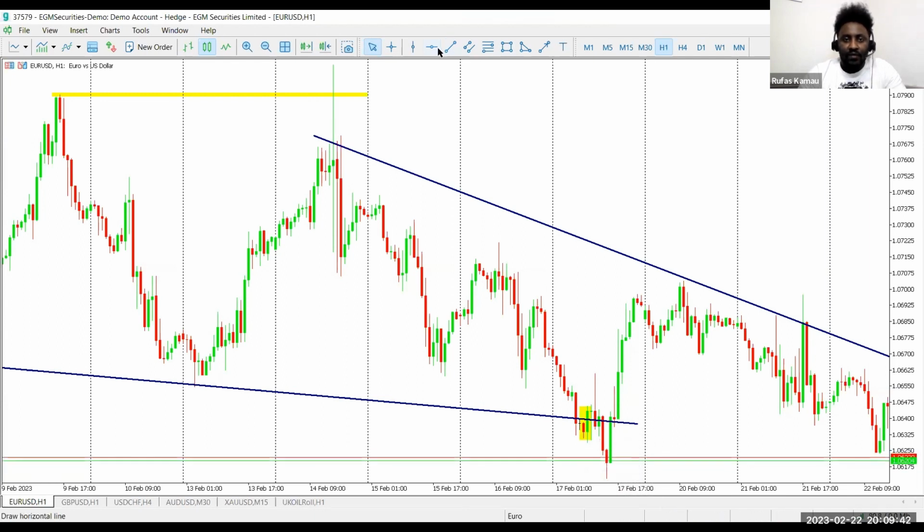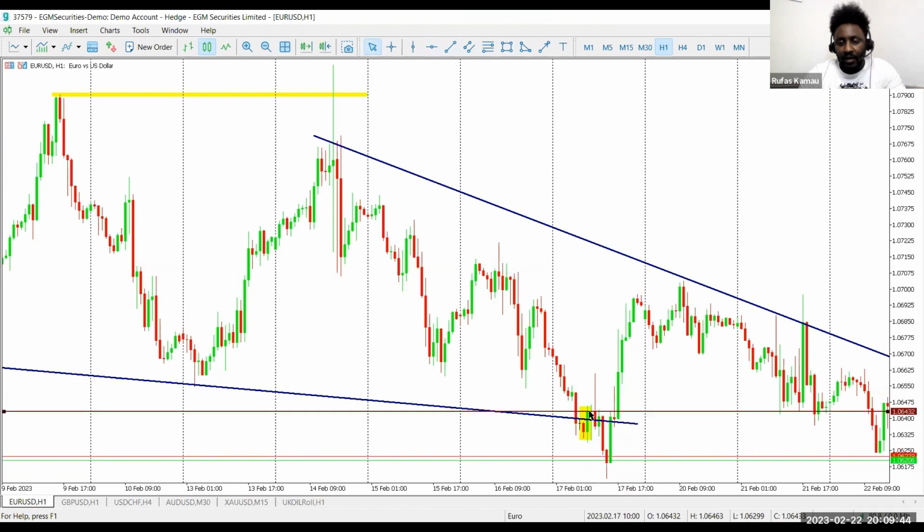So technically, you'll find that after this is formed, a trader will go for a buy trade here. They'll probably set a stop loss below this candlestick or a couple of pips lower, let's say here. And then they'll set their target on the upper trend line, maybe based on the recent price action.